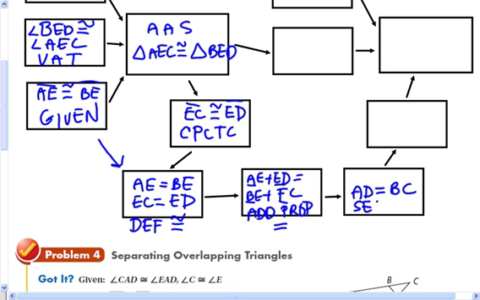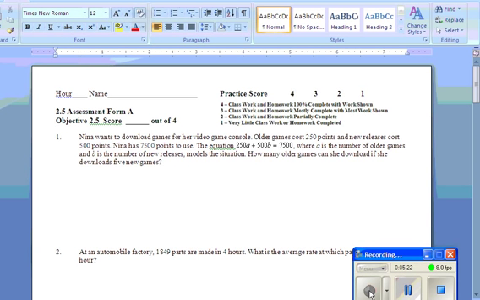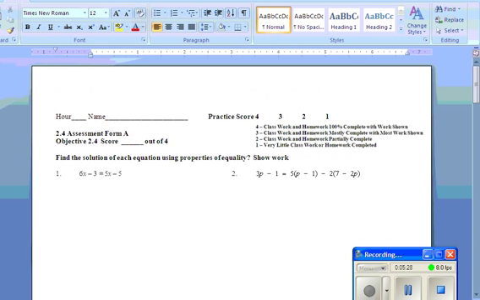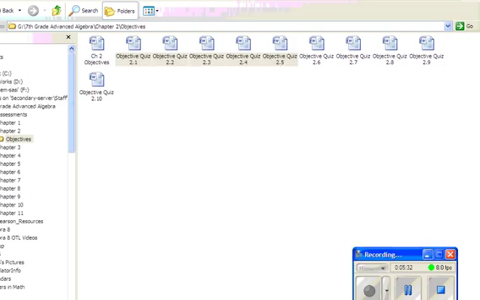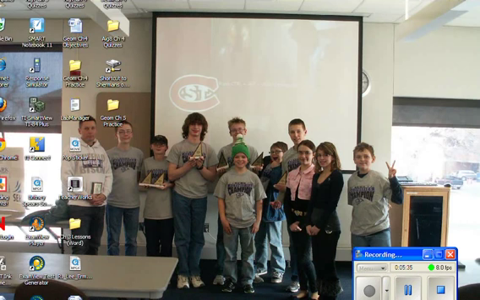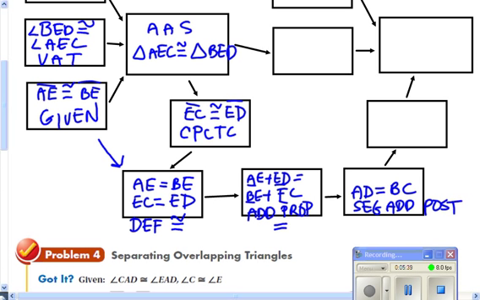So that is the segment addition postulate. All right, so we have AD is equal to BC by segment addition postulate. And from that, we get segment AD is congruent to segment BC, and that's just the definition of congruence.